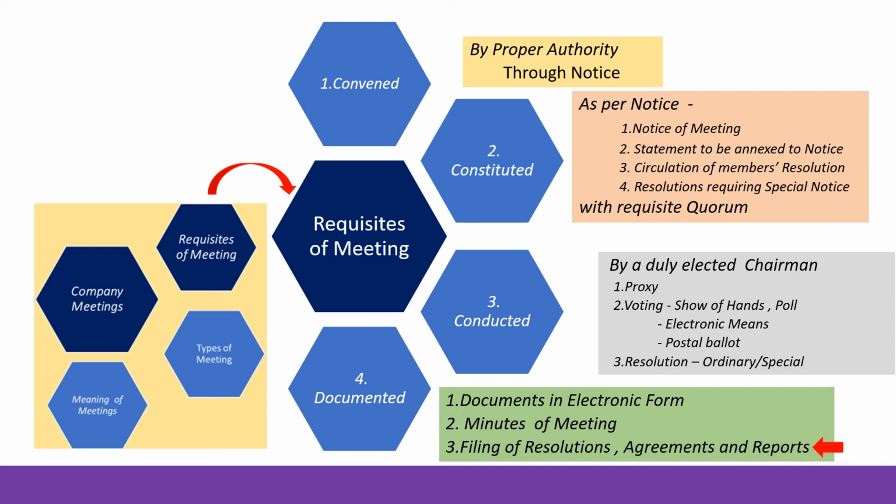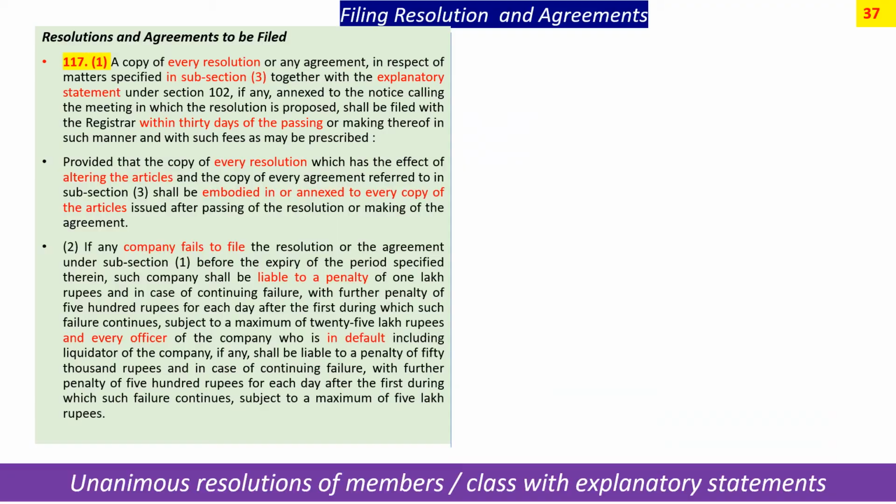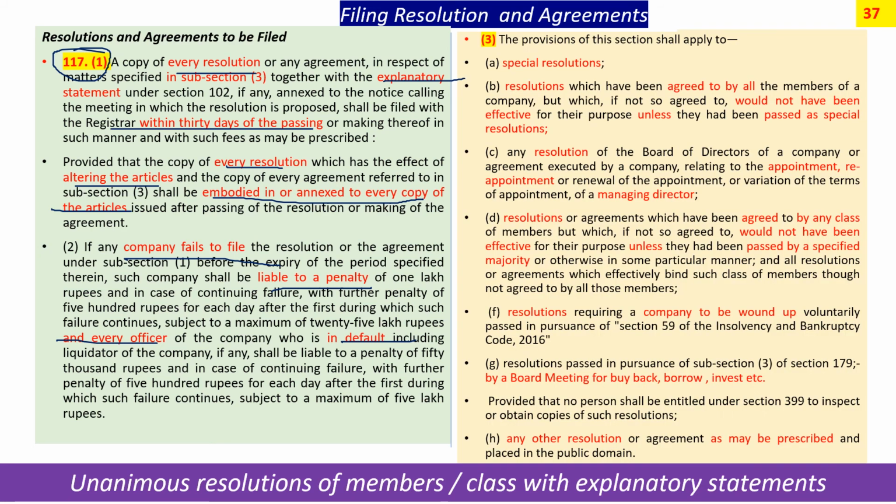Then comes the filing of resolutions, agreements and reports. Section 117(1) says every resolution and explanatory statement shall be filed with the registrar within 30 days of the passing, and every resolution effecting alteration of articles shall be embodied or annexed to the copy of articles. Any company that fails in this regard will be liable to penalty, and every officer in default attracts punishment. Provisions in respect of filing.